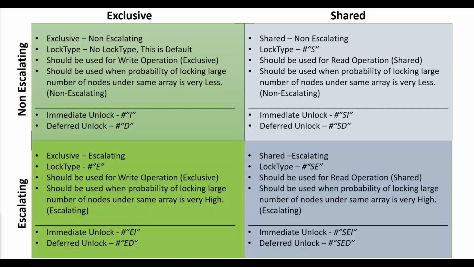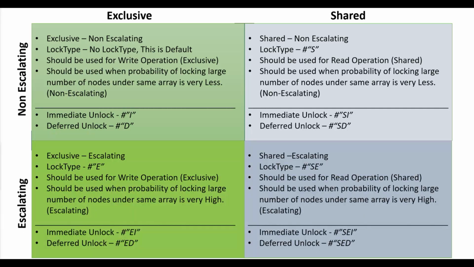Fourth pair is shared escalating. We need to specify lock type hash SE while locking or unlocking. Since this is shared, it should be used only where we are performing a read operation. Since this is escalating, it should be used only where the probability of locking a large number of nodes under the same array is very high.